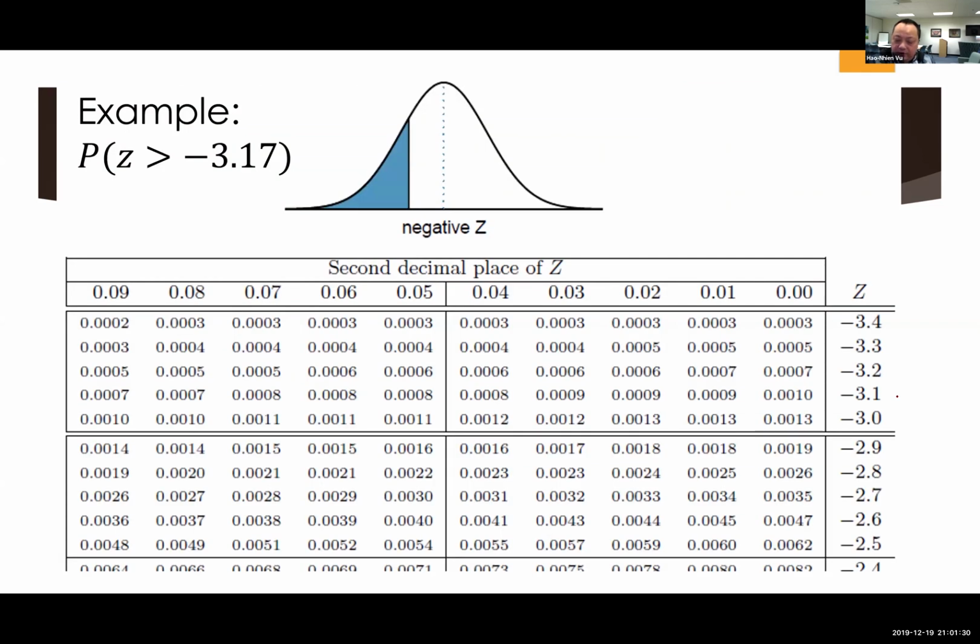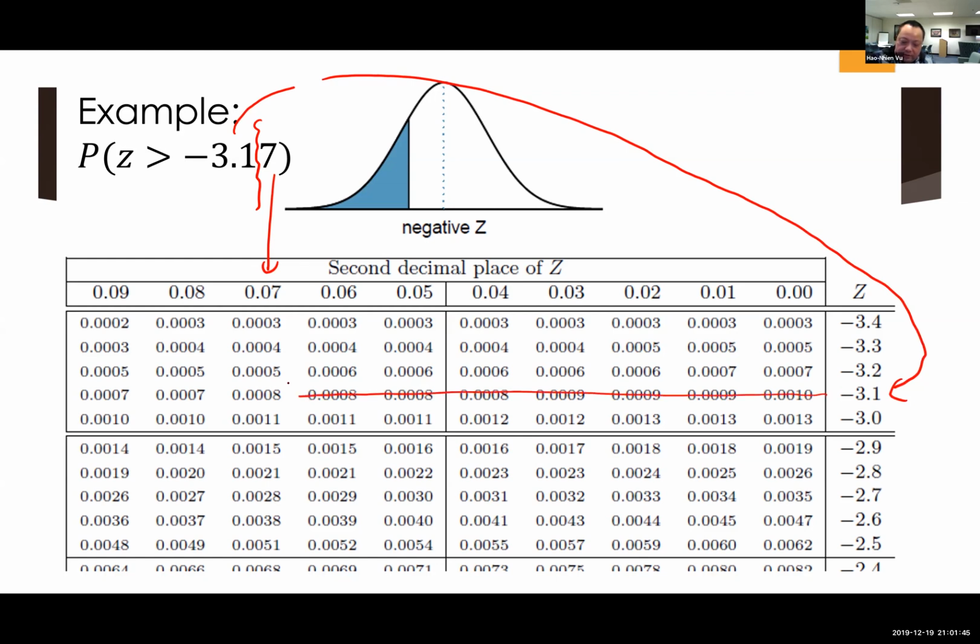So we look up whatever is in the table. We look up negative 1.7, and again, we break this in here. And the 7 is here, and the negative 3.1 is here. So that gets us to this number. Okay. So the left side is 0.0008. So the answer for this is 1 minus the left side. That's 0.9992. Right? So that's how you do the right side.